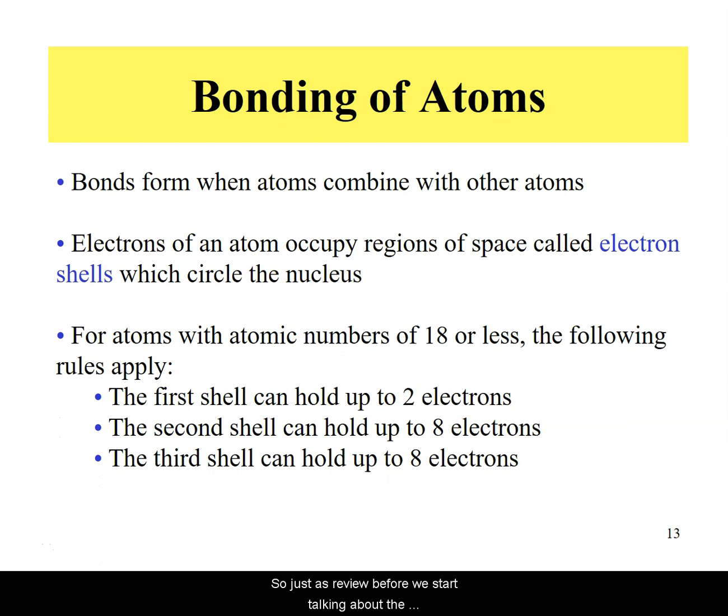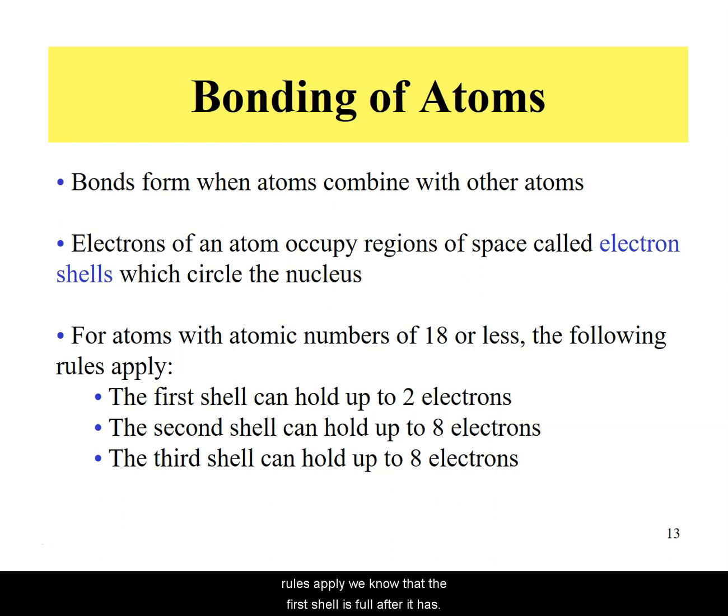So just as a review, before we start talking about the bonding of atoms, the bonds form when atoms combine with other atoms. Electrons of the atom occupy regions called the electron shells, or energy shells, or energy levels, which circle the nucleus. And as we stated before, for the first 18 elements on the periodic table, the first 18 atomic numbers, the following rules apply.